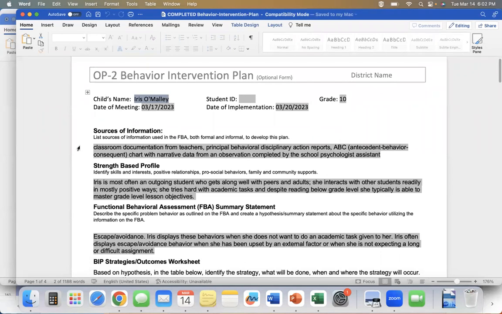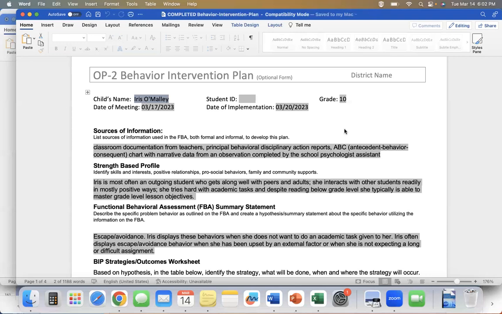So in this case, we are looking at what were some of the information sources we got from the FBA, so formal and informal. We would have looked at classroom documentation from teachers, so I'm sure administrators in this case would have asked them to document anytime Iris destroys property. Definitely if she has had consequences such as detention and in-school suspensions for this, there would be documentation about the behavior. We would look at those principals' behavioral disciplinary action reports.